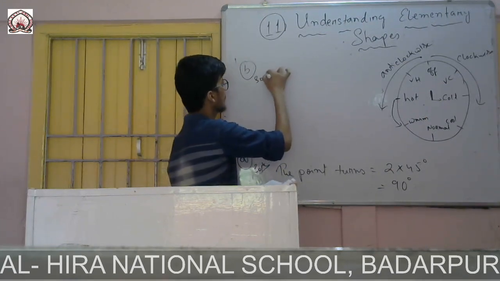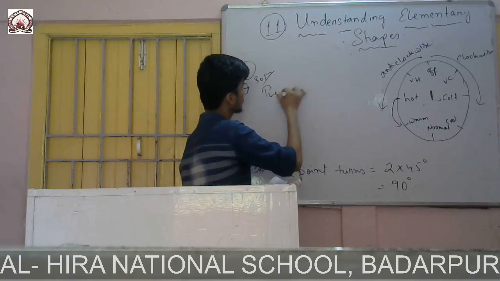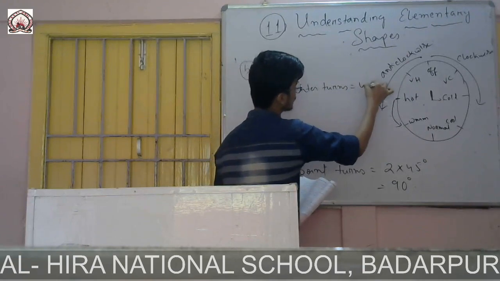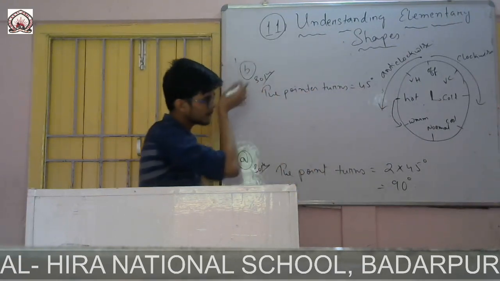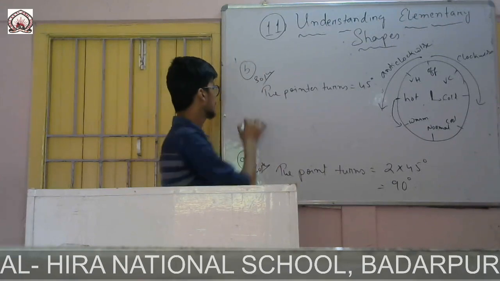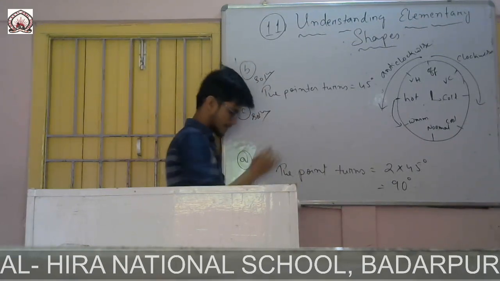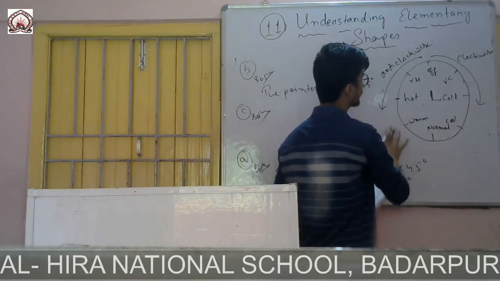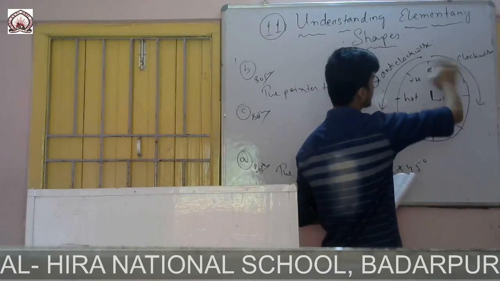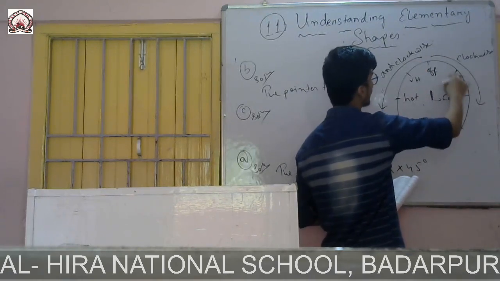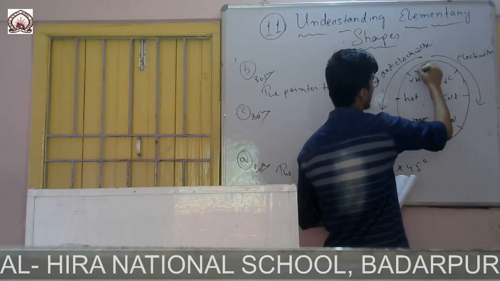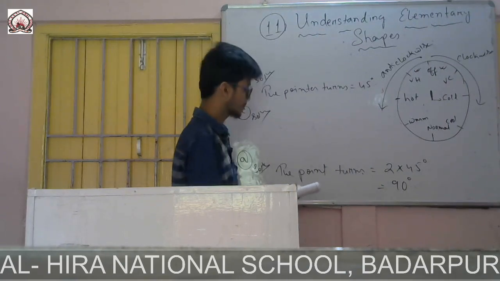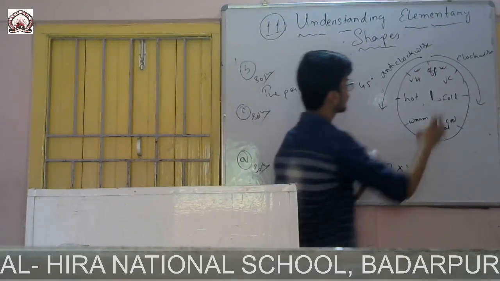So B solution, it will be the pointer turns equal to 45 degree, only one angle. So 1 into 45, it is 45. Then C, you see, it is clockwise from very hot to very cool. Clockwise means in this direction, very hot to very cool. So from very hot, if it starts, then one angle here, then again up to cool it will come. How many angles? 2 angles. Sorry, very hot to cool, not cold.